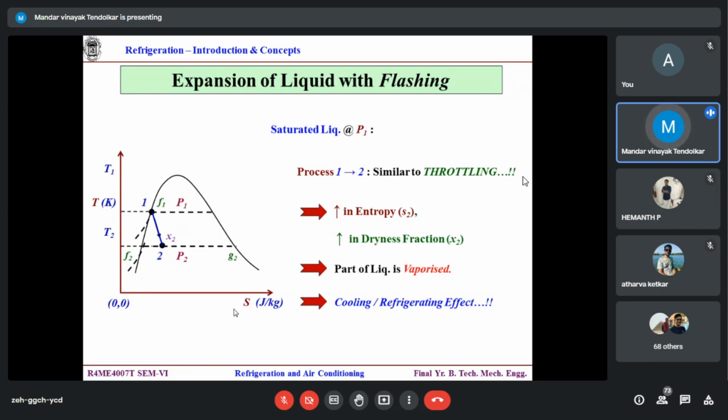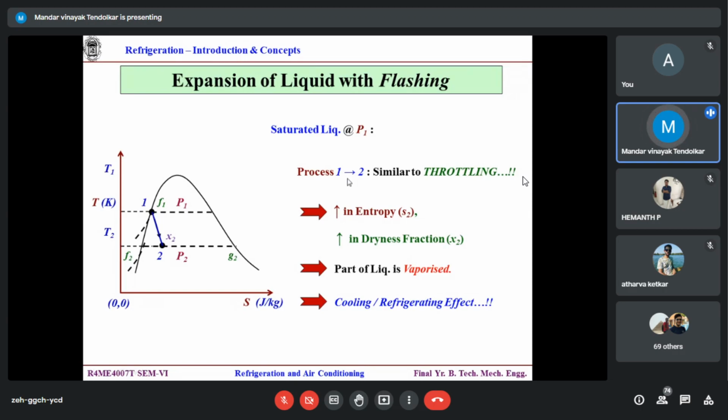Okay, now something related to flashing. Let's observe this figure and let's say I start the process of expansion from here, state 1, and end at state 2. Now what happens? Saturated liquid at pressure P1. I hope you remember all these charts, the TS chart. This is saturated liquid, this is saturated vapor, inside it the dryness fractions x1, x2, x3. So this is my saturated liquid.